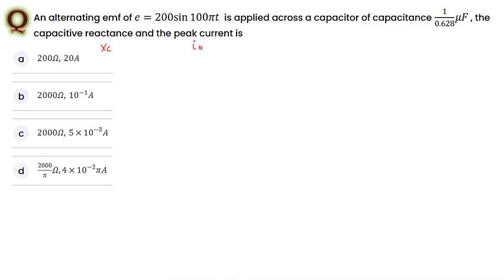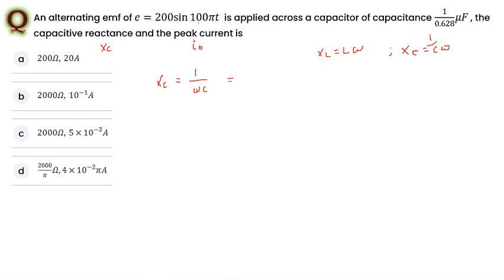See, first XC. What is XC? 1 divided by omega C, or C omega. Hope you know this. XL is equal to L omega, and XC is 1 divided by C omega. That's the only difference. This is about XC. Now from this, take the omega value from here.